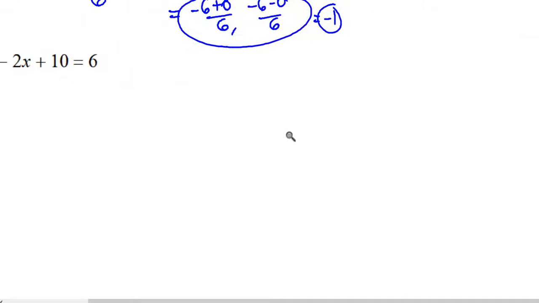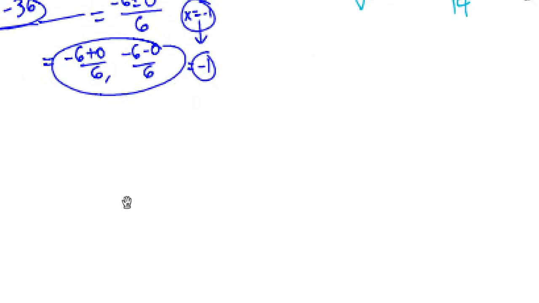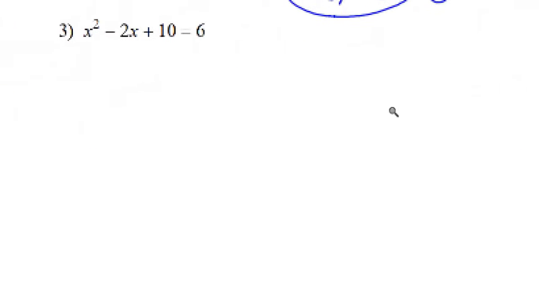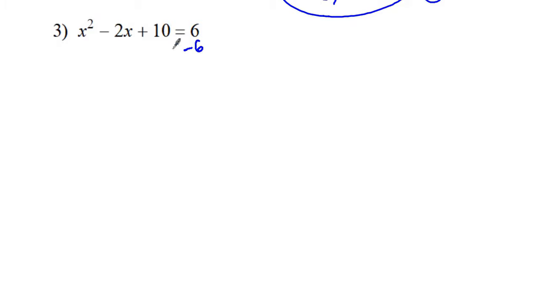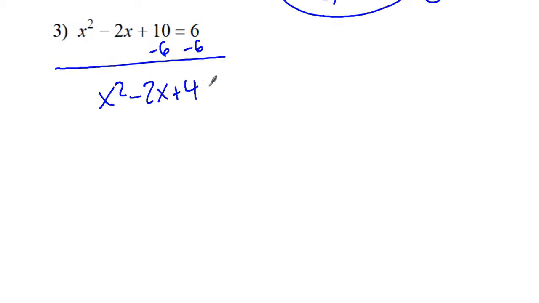All right, so I showed you two scenarios. We had one solution. This one we had 2 solutions. I want to show you one more, so see if you can pause it and try this one right here. This uses a concept we've used before. So let's subtract 6 to put this in standard form. So we have x squared minus 2x. 10 minus 6 is 4.